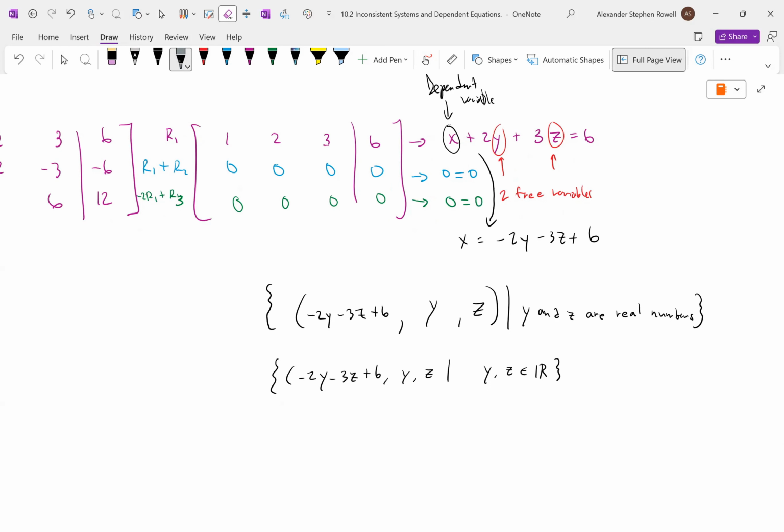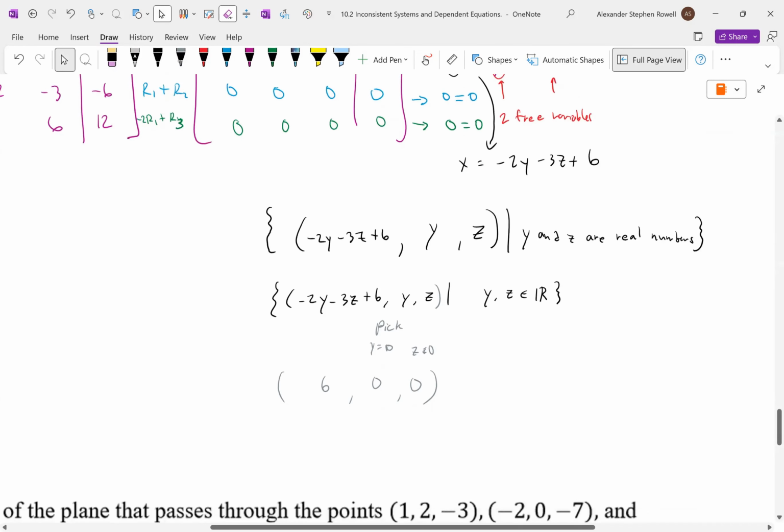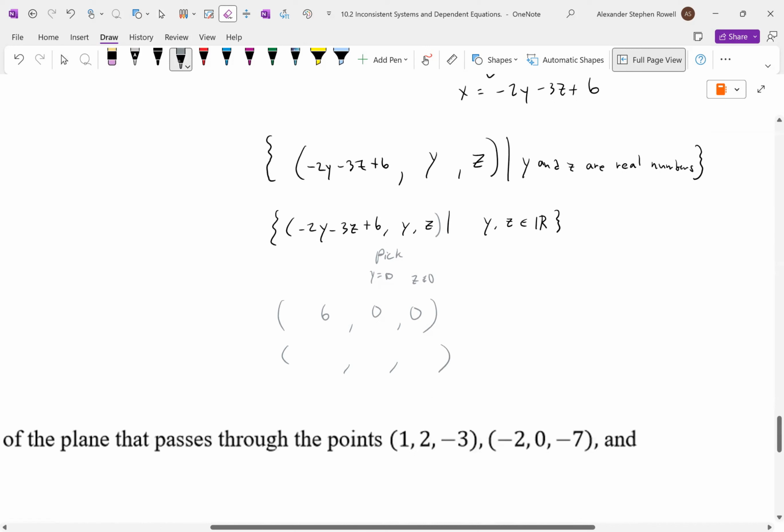Can you give me one solution? 6, 0, 0. Good. Yeah, pick y equals 0. It's a free variable. Pick z equal to 0. And then x is determined. What's another solution? What about y is 0, z is 1? Then what's x? 3? Yeah, that's 3. And then what if y is 1 and z is 0? We get 4. Example of 3 of many solutions.